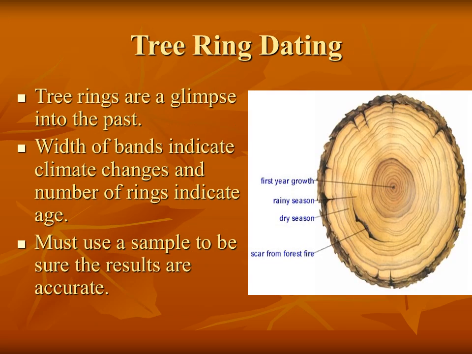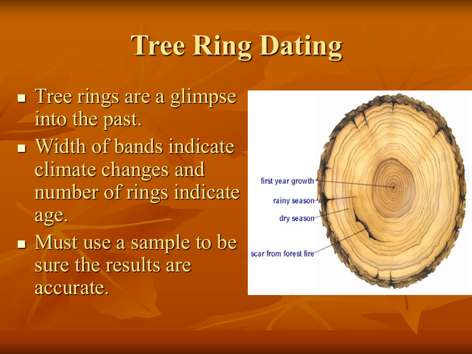Another kind of absolute dating is tree ring dating. Tree rings are a glimpse into the past because we can use the width of the bands to look at how climate has changed over time, and the number of rings also indicates age. So if you look in the very center of the tree ring, the very tiny dot in the middle is the first year of growth.